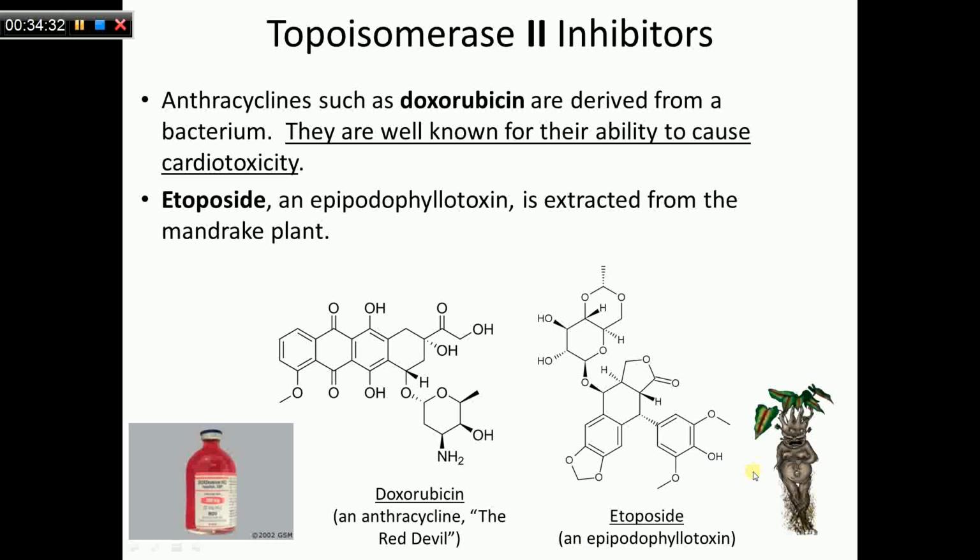This is obviously a cartoon image from the Harry Potter series. Okay, that was one of my favorite scenes in Harry Potter.